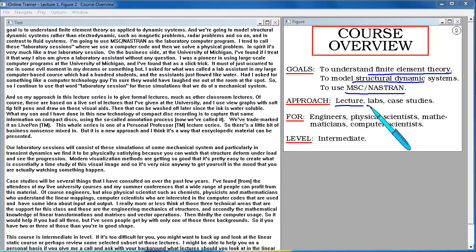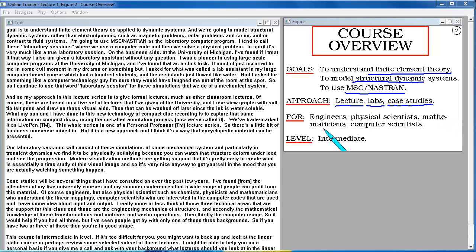Our laboratory sessions will consist of these simulations of some mechanical system. And particularly in transient dynamics, we find it to be physically satisfying because you can watch that structure deform under load and see the progression. Modern visualization methods are getting so good that it's pretty easy to create what is essentially a time study of this visual image. And so it's very nice anyway to get yourself in the mood that you're actually watching something happen. Case studies will be several things that I have consulted on over the past few years.